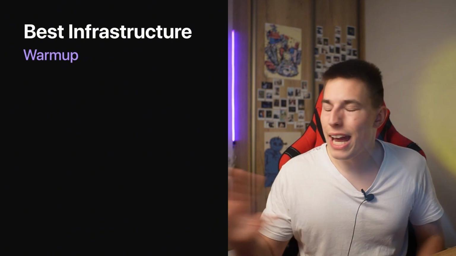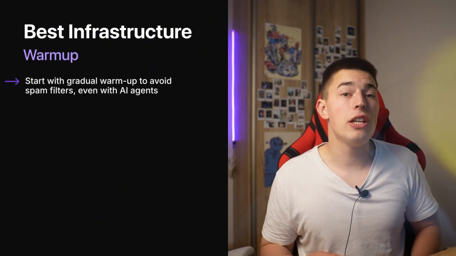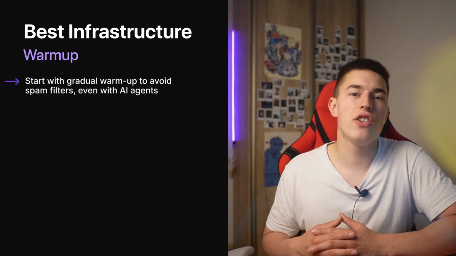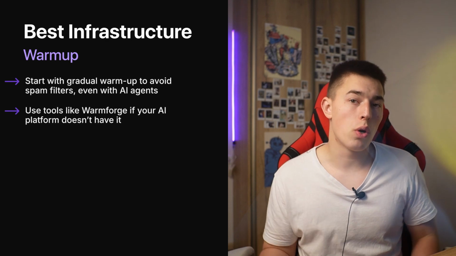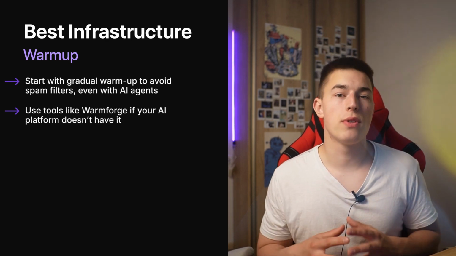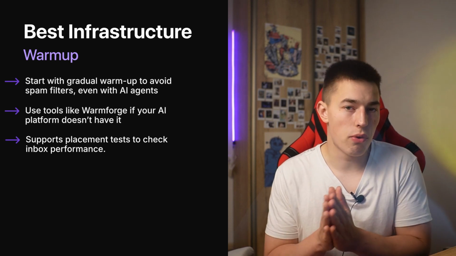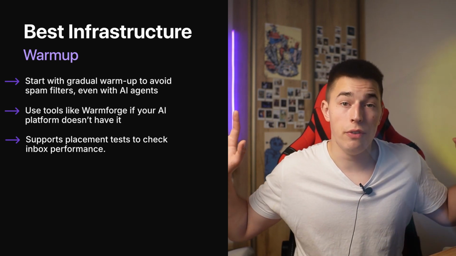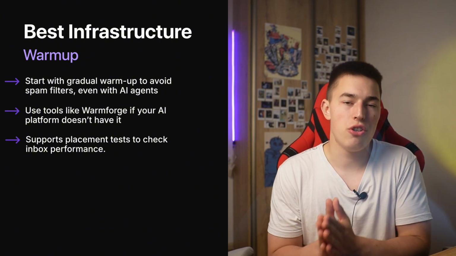Next, warm up. You can't send 100 emails on day one. Even with AI, the domain needs to build reputation. Most AI agents have warm up built in, but if yours hasn't, you can use tools like WarmForge. It connects to your mailboxes and warms them up. You can even do placement tests to see how well your mailboxes perform, all via API if needed. No manual work. Just clean, automated infra reputation builder.